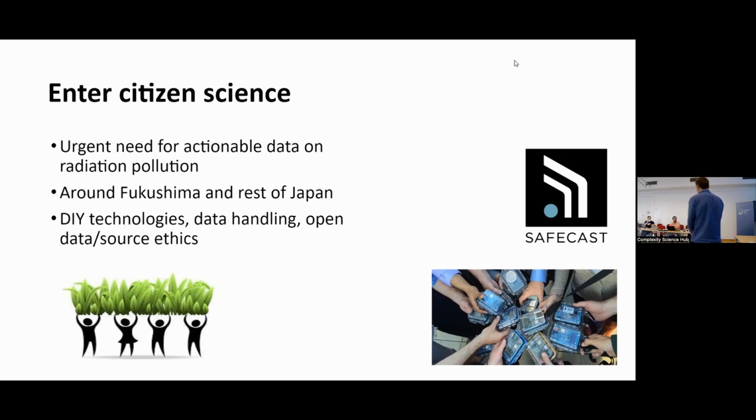One such initiative that emerged, you may have heard of it, is Safecast, which is, by the way, not a local Japanese initiative. It's more international, because it's mostly Americans living in Japan. But they mobilized all the know-how they had, and they began measuring around Fukushima and the rest of Japan using their own do-it-yourself technologies and their own open data ethics. So there's this whole ethos around it. Yes, as I mentioned, there's more than Safecast. I'll come back to that.